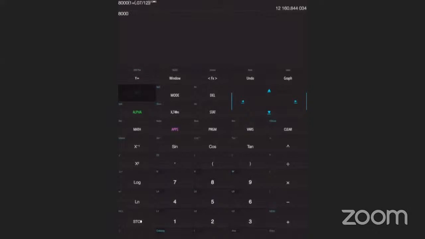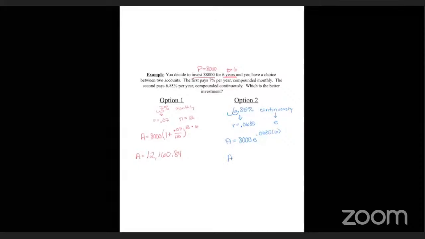So let's go type that in our calculator. $8,000, and I'm going to get that E raised to the, and our interest rate was 0.0685, again for 6 years, and we get 12,066.60. And we just compare those 2 values, and it looks like the one that's going to earn us a little bit more money on this would be option 1.